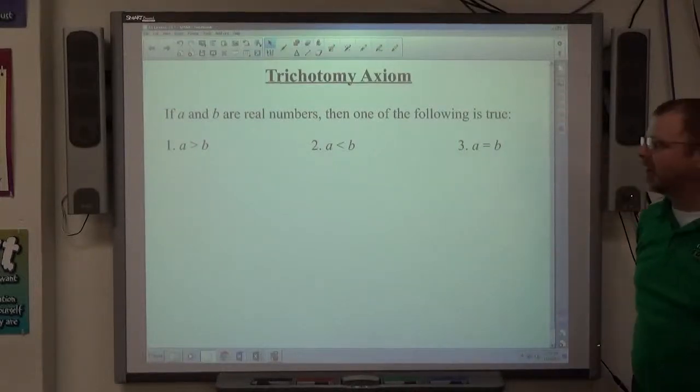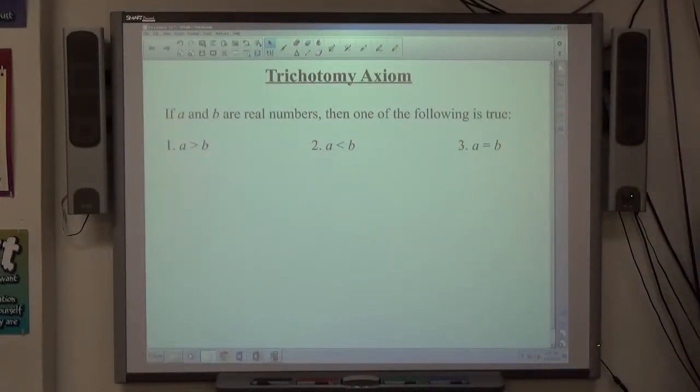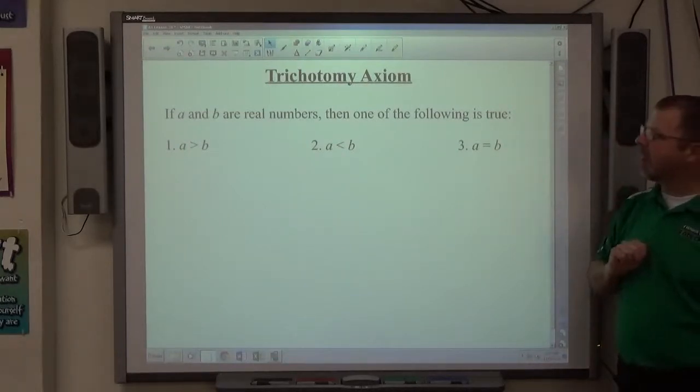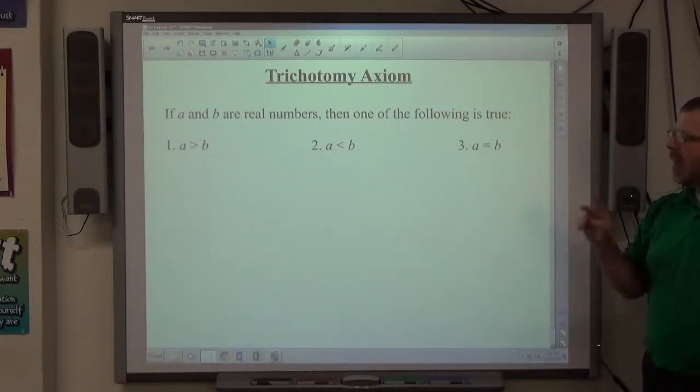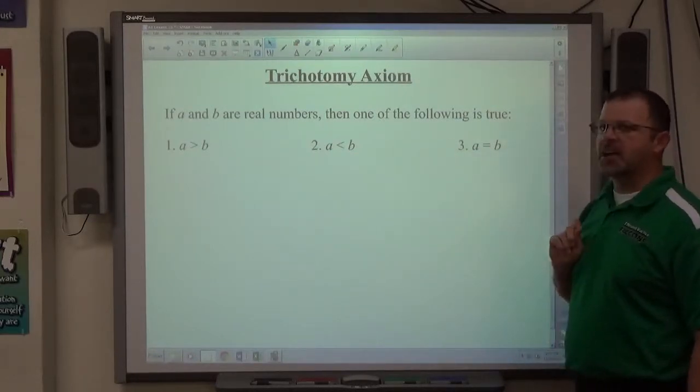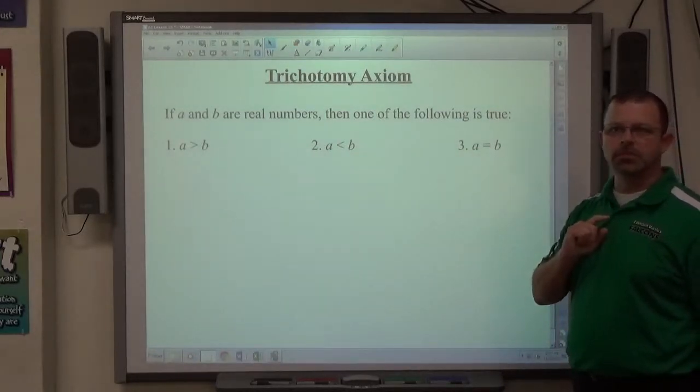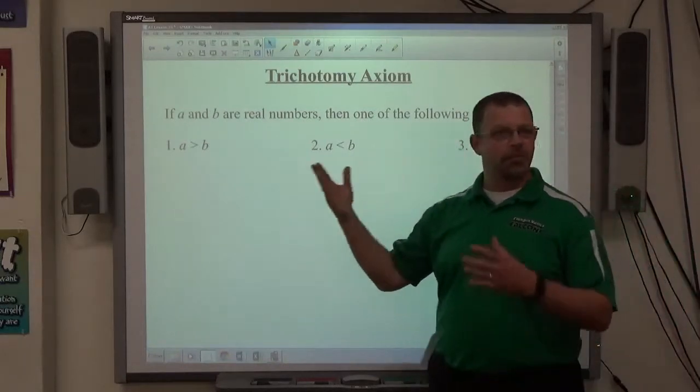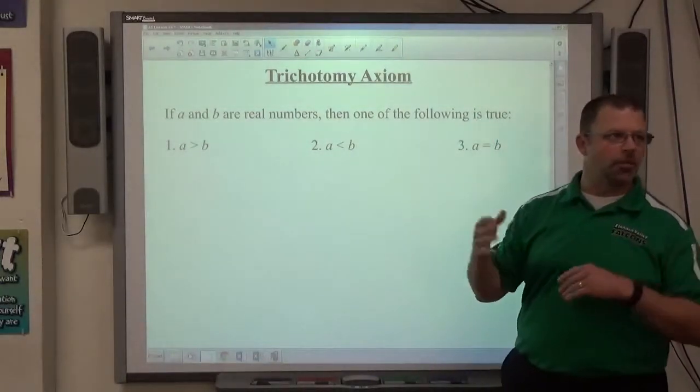Example 1 involves negated inequalities, and in order to change the negated inequality into a normal inequality, we're going to deal with what's called the trichotomy axiom. It's telling us if we have two real numbers, a and b, that one of these three things has to be true. Only one has to be true.